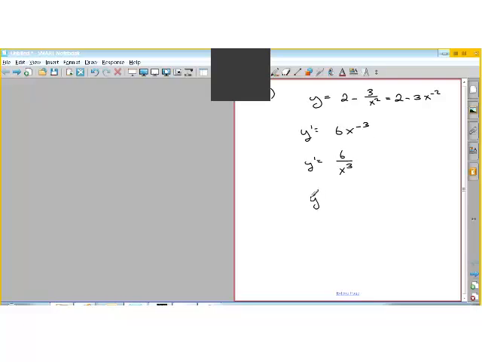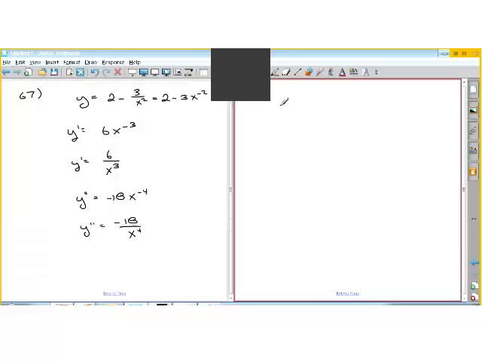That's the first derivative. Let's go ahead and take the second derivative. So we can actually take the derivative from that version. So you get negative 18 x to the minus 4 power, or negative 18 over x to the 4th. So those are the first and second derivatives. So the question is, to find the extrema, we find any critical numbers first. Critical numbers.